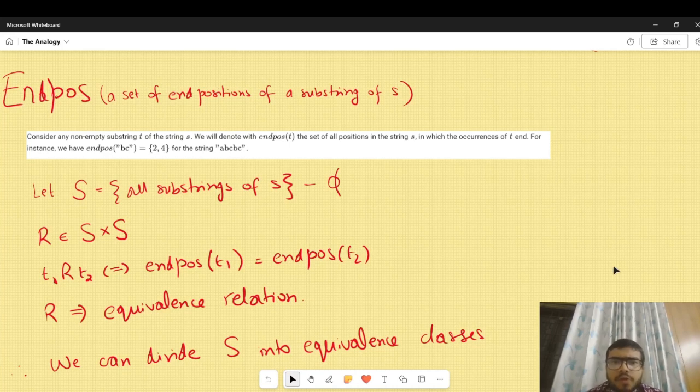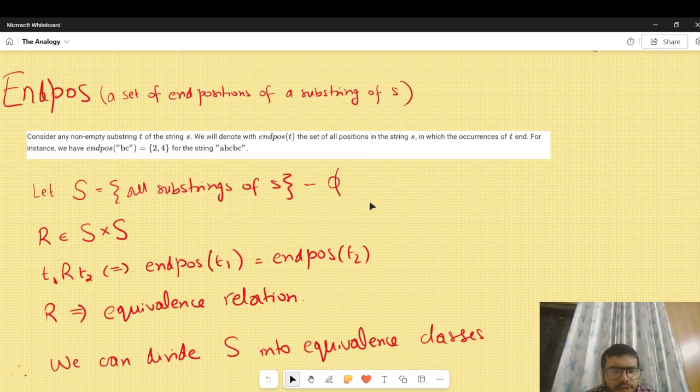Now, before moving further, let's discuss some important notions that will be helpful in the future. One is endpos and one is suffix links. So, endpos is nothing but the set of end positions of a substring of S. That is, if you have a non-empty substring T of S, the endpos of T is the set of all positions in S where the occurrences of T end.